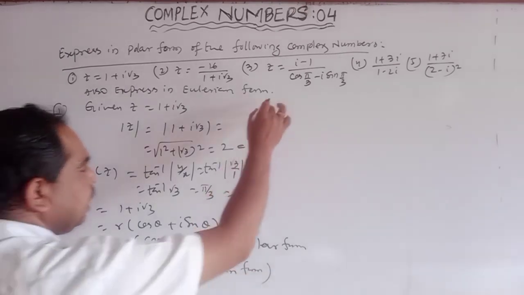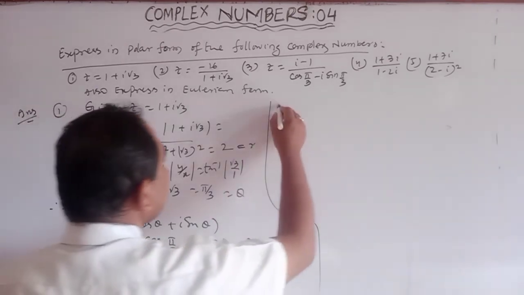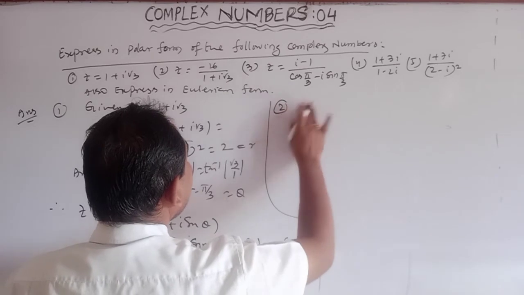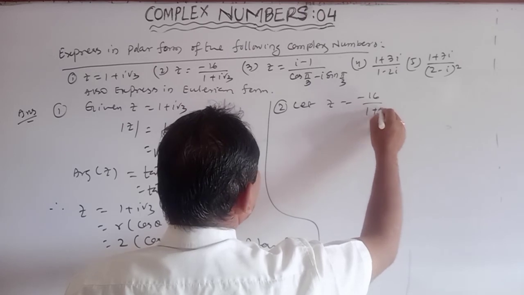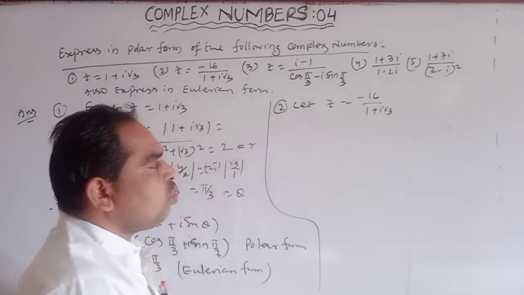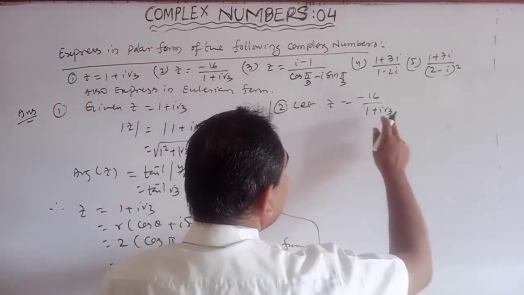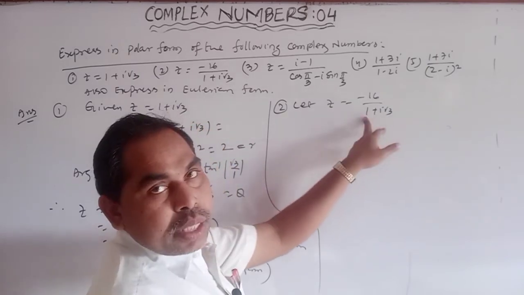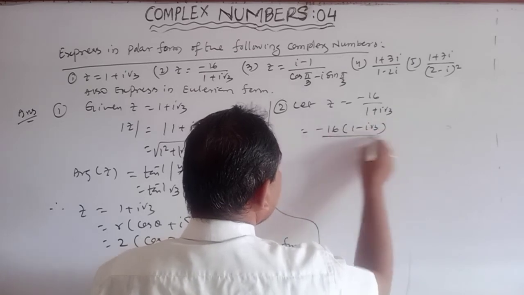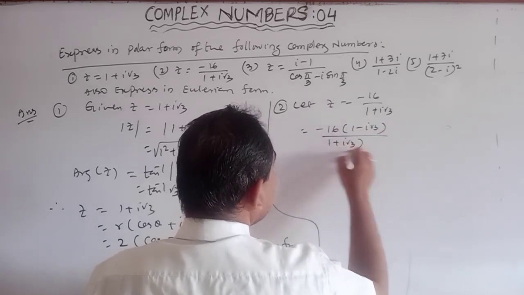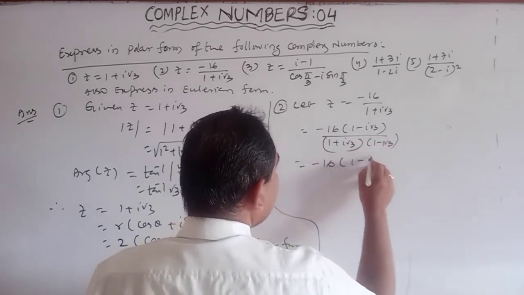Next, question number 2. Question number 1 is over. Let z be equal to minus 16 divided by 1 plus i root 3. First simplify this. Multiplying by the conjugate, 1 minus i root 3, z is equal to minus 16 into (1 minus i root 3) divided by (1 plus i root 3) into (1 minus i root 3), which is equal to minus 16 into (1 minus i root 3).